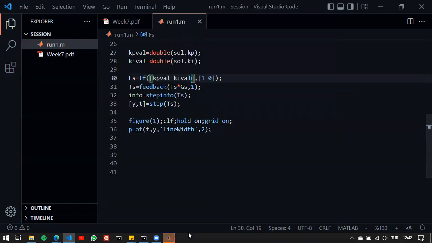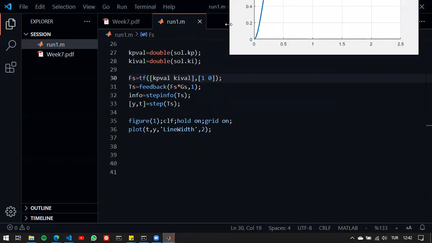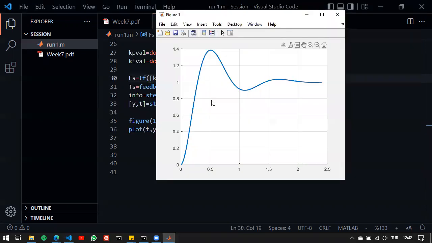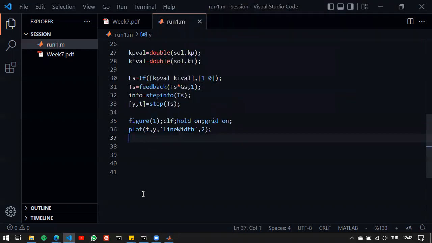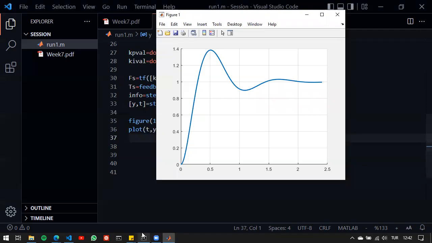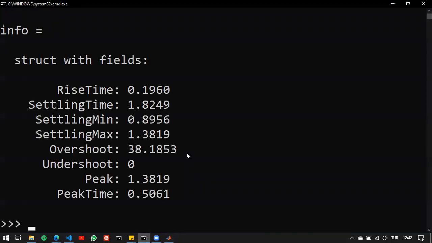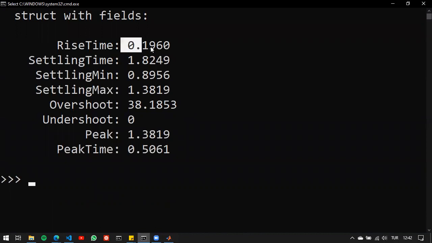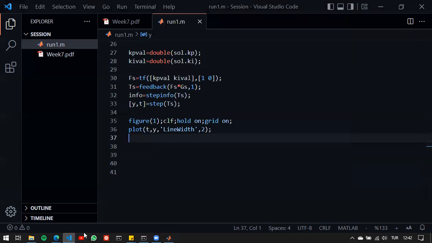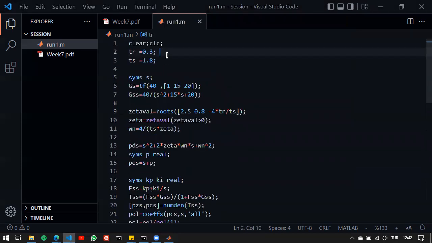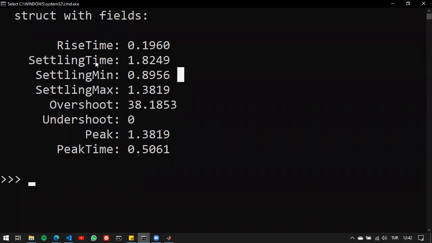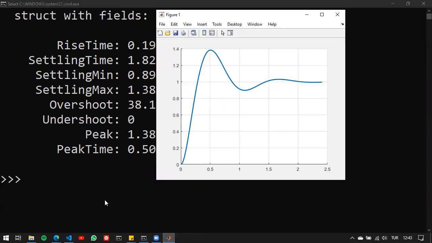There we go. Now, as you can see, we have the step response. Of course, we have to look at the step info here. So we have rise time 0.2 and then settling time 1.8. So yeah, it is working. You can see that the time domain specifications are met. Of course, there's a bit difference in the rise time, but yeah, seems not to be a big deal.